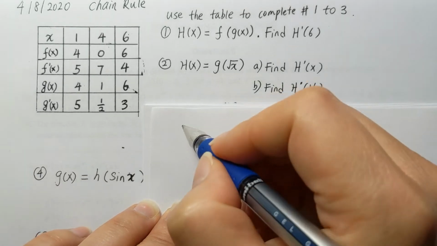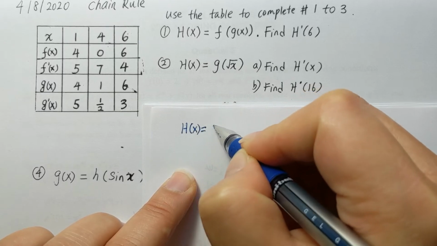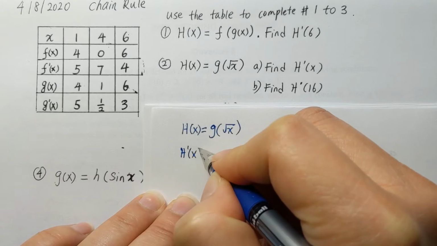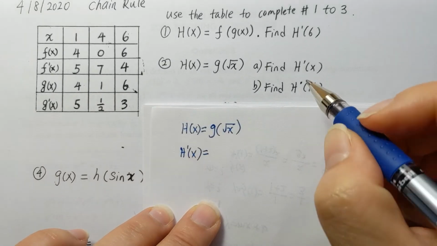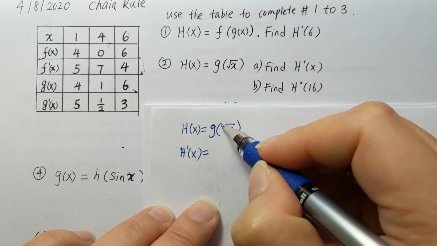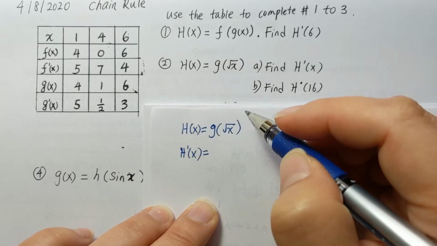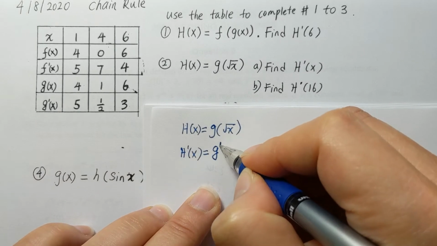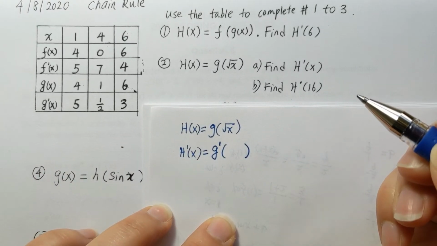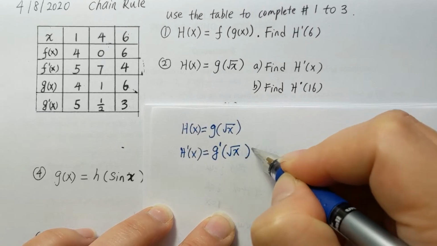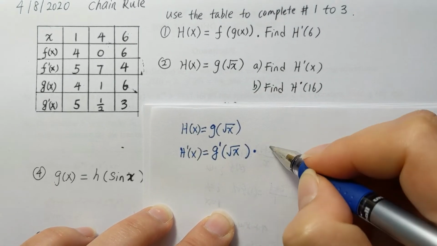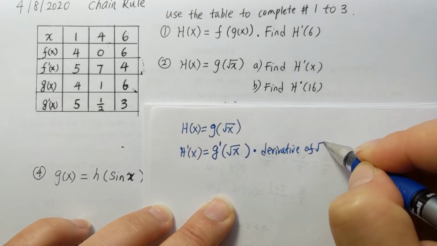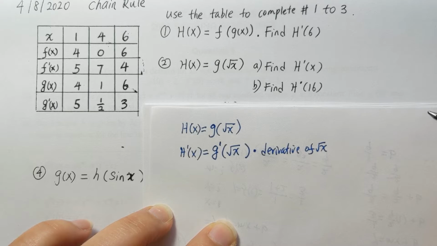So now we are going to rewrite this over. So h prime of x. You still have to find the derivative of the outer function, multiply the derivative of the inner function. So the derivative of the outer is g, so g prime. So everything stays the same. You copy the square root x. And then you multiply the derivative of the inner function, which is square root x.